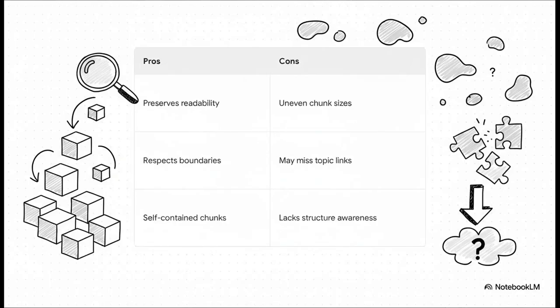The pros here are pretty great. Every single chunk is a complete thought, right? That preserves readability, and the segments are nicely self-contained. The downside? Well, sentences can be really short or really long, so your chunk sizes are going to be all over the place. And more importantly, while it understands sentences, it doesn't get the bigger picture, like paragraphs or sections, so you might miss out on deeper connections between ideas.